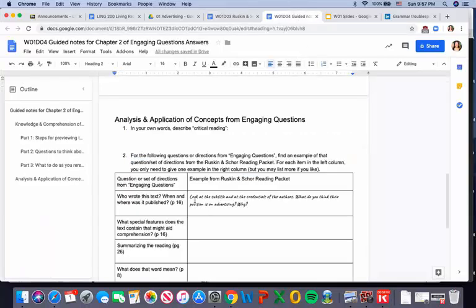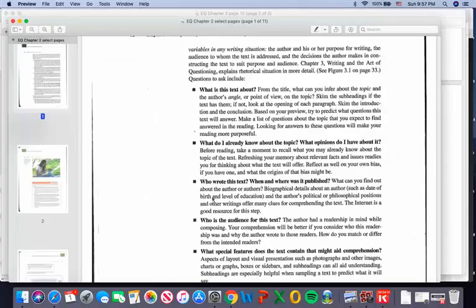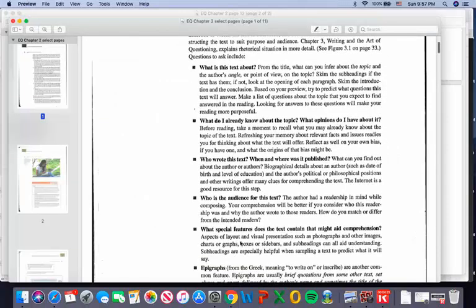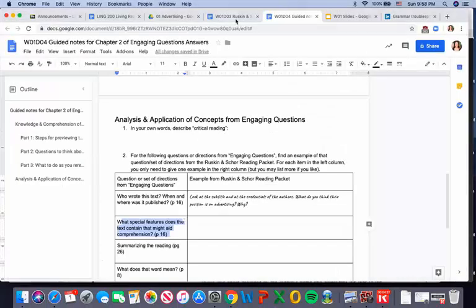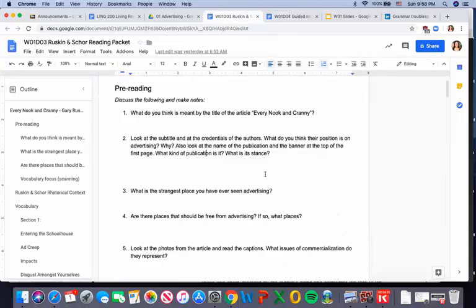And sure enough, it says, look at the title and look at the subtitle and the credentials of the authors. What do you think their position is on advertising? Why? So we're thinking about this information. Next, what special features does the text contain that might aid comprehension? That's another question from page 16. And this is another pre-reading question, so let's look in the pre-reading section of Ruskin and Shorter.